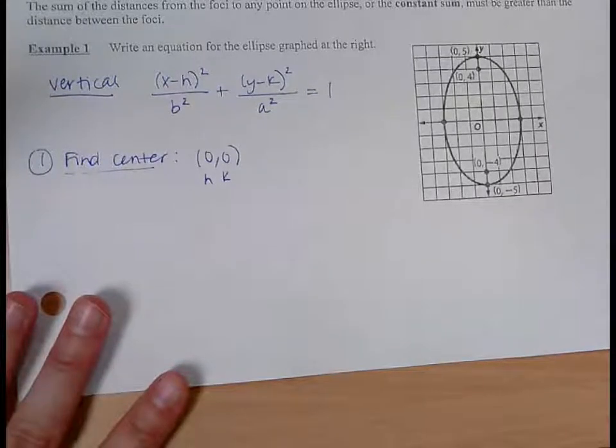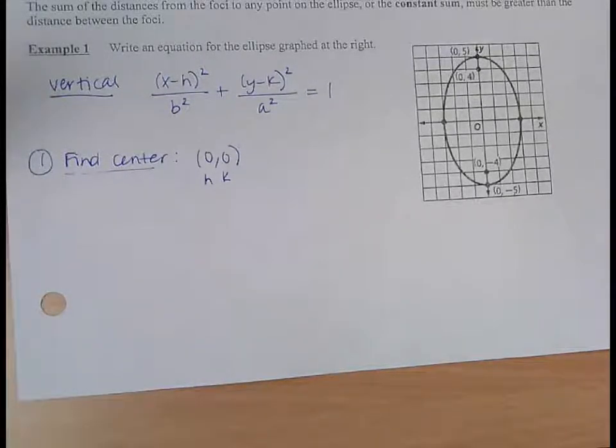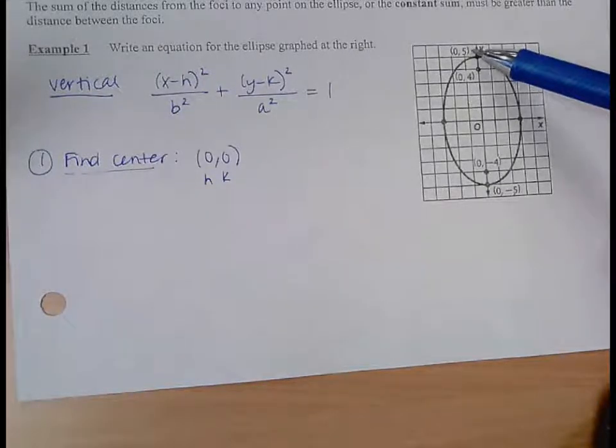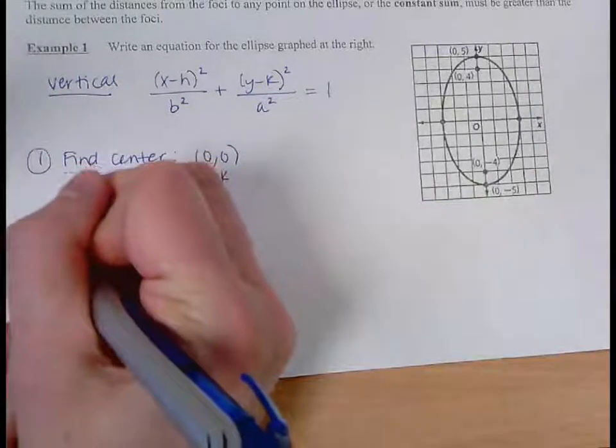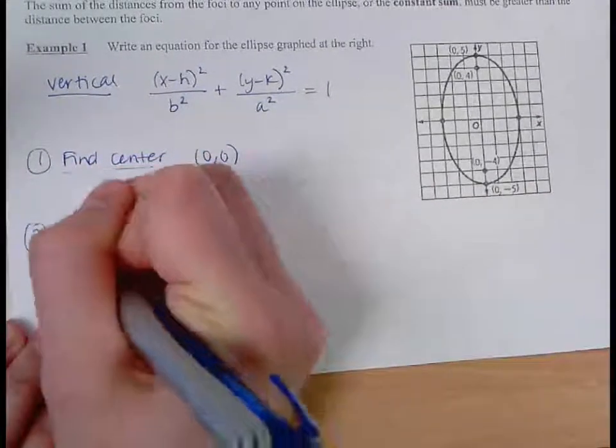Next, we need to find a and b. So in order to find a, if you look at the formulas you have on your graphic organizer, you would have to be given the vertices or the length of the major axis. So because we know the vertices, those are 0, 5 and 0, negative 5, we can find a using the vertices.